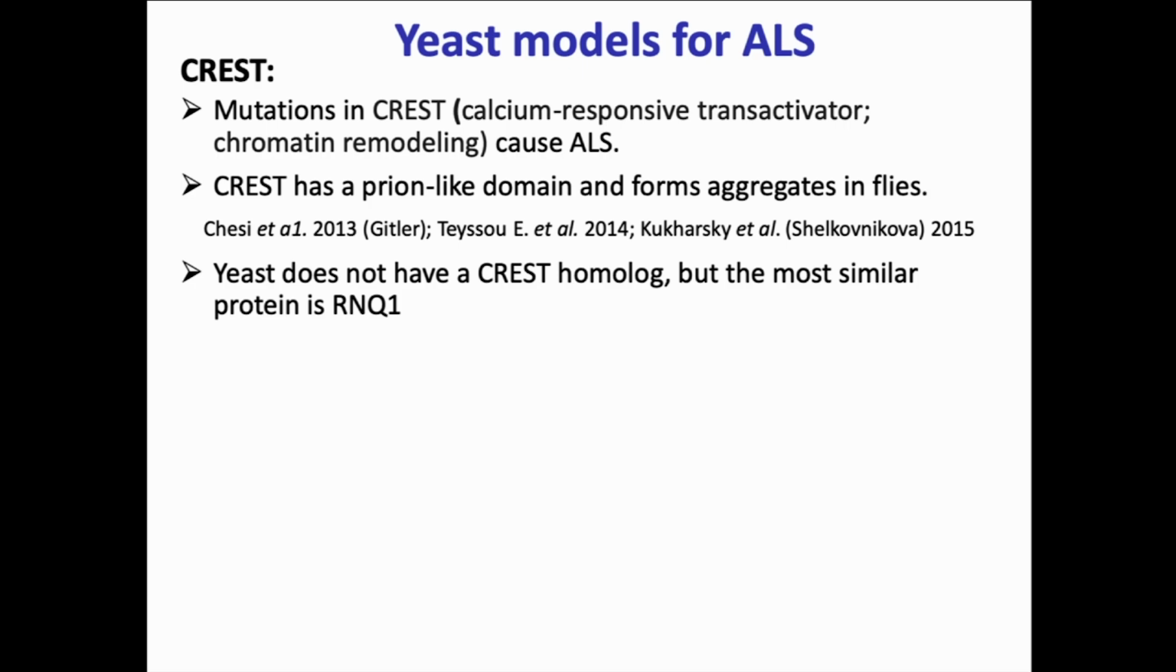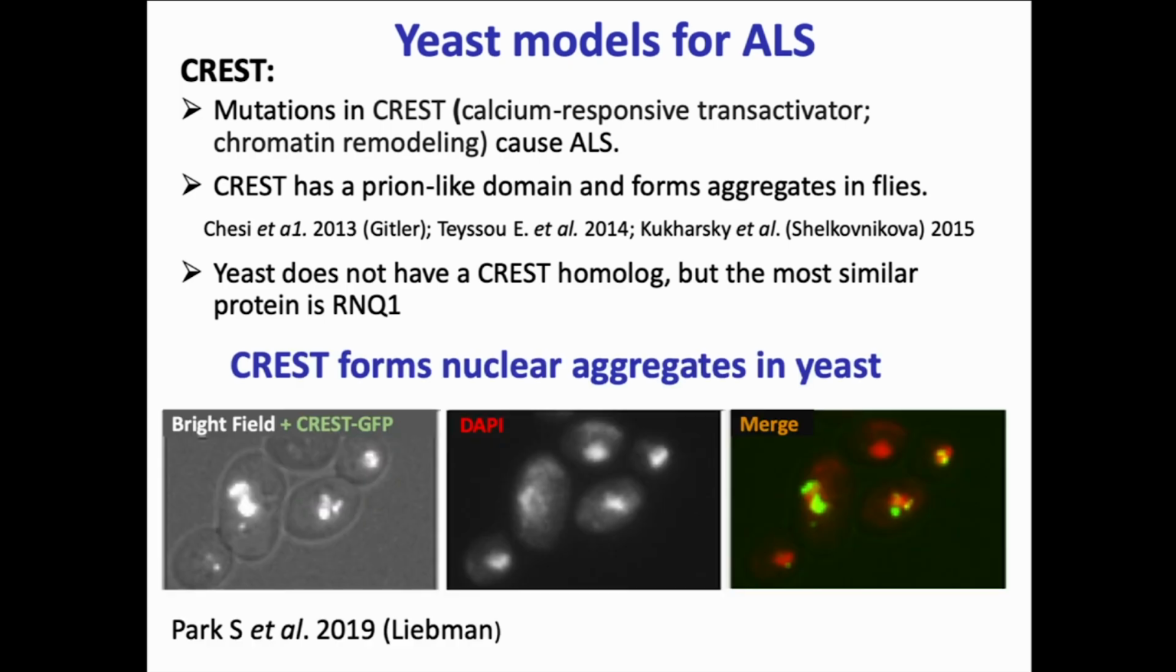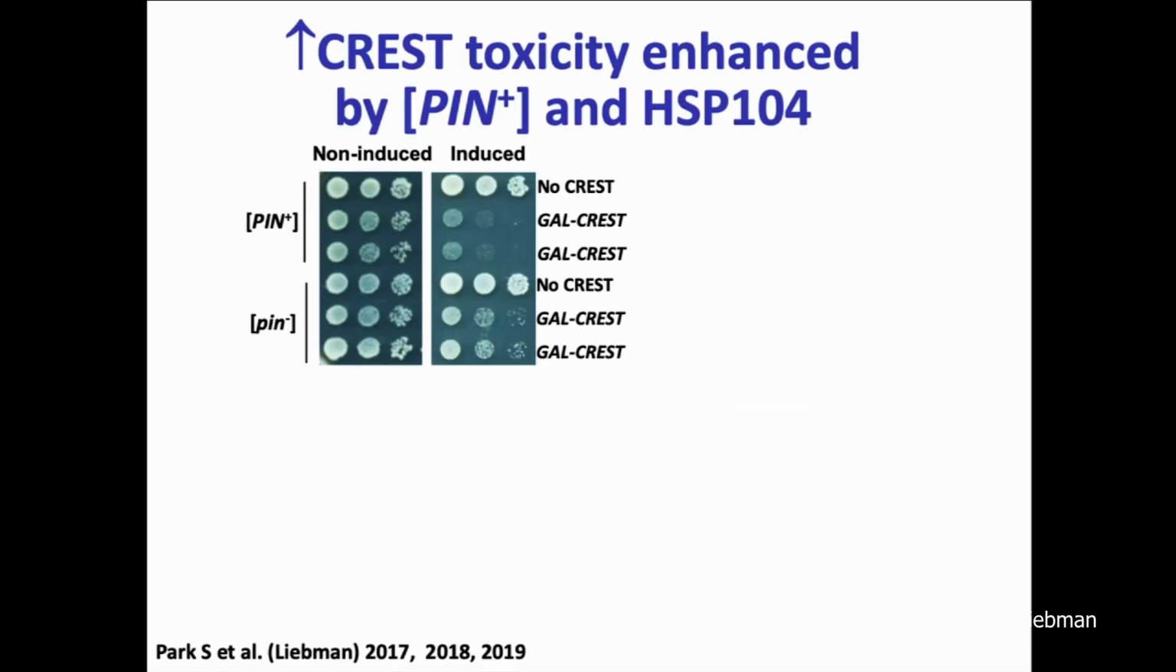So now I'm going to switch to another protein, the CREST protein, that has recently been shown that mutations in CREST can cause ALS. CREST has a prion-like domain and forms aggregates in flies. Yeast does not have a CREST homologue, but just a curious fact, the most similar protein in yeast to CREST is the PIN protein RNQ1. So we find that CREST forms nuclear dots in yeast, and an occasional cytoplasmic one. It's more toxic in PIN plus than in PIN minus.